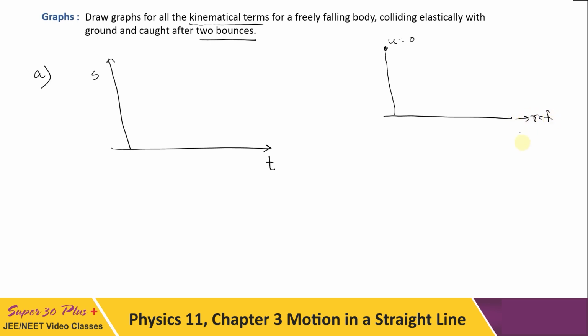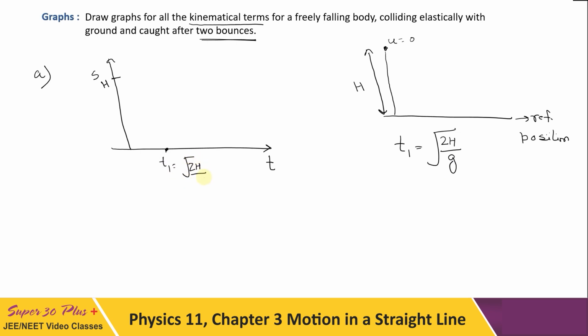If this is the reference position and initially the ball was at height h, what is its position at t equal to 0? That is h. From height h it started falling. Now it will come down to the ground, so this will reduce to 0. After some time, whatever be the time taken for it to reach the ground, its displacement will be equal to 0. Let us first calculate this time. Let that time be t1. So t1 will be equal to root under 2h by g.